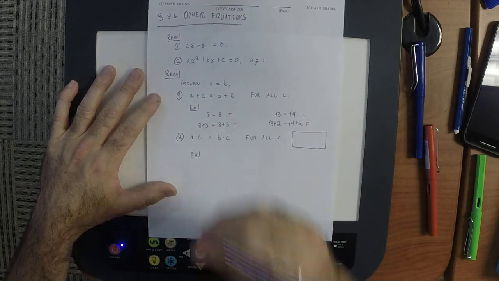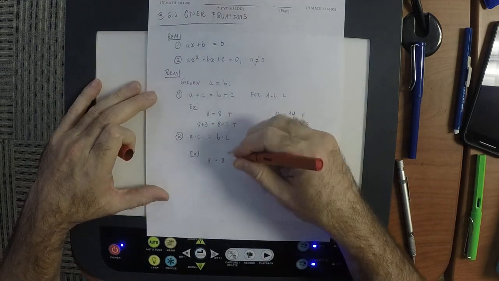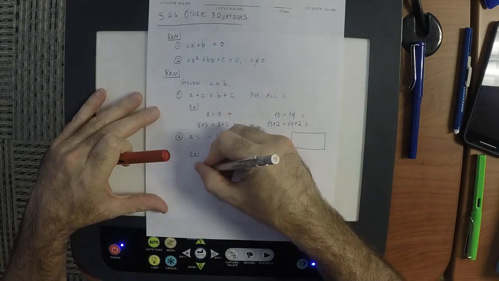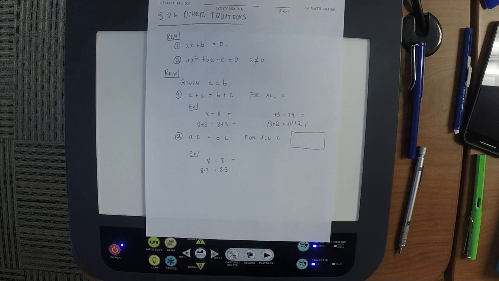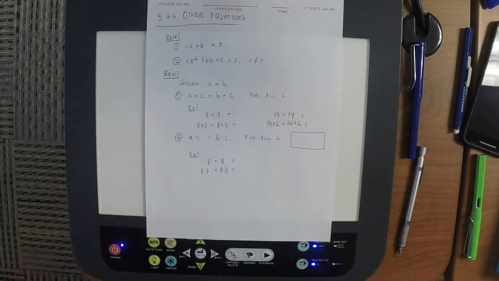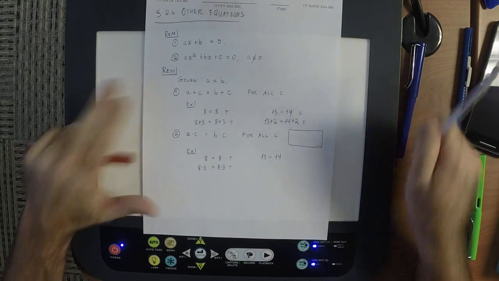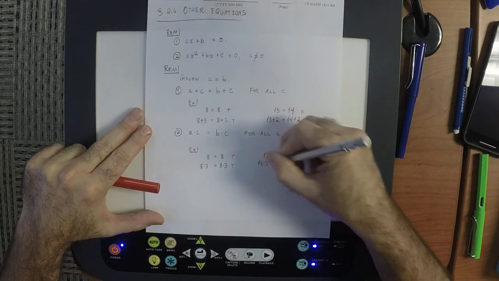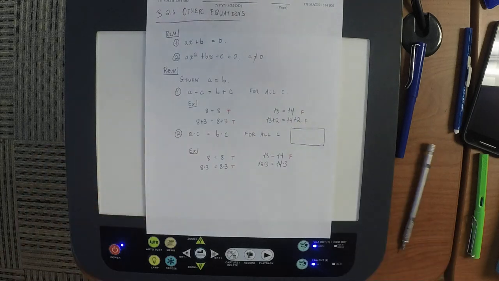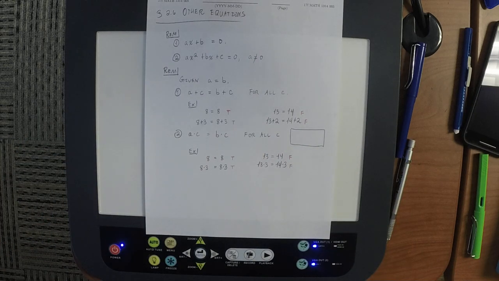So let's see. Suppose that we have 8 equal 8. Is it true? Yeah. It's true. Suppose we multiply both sides by 3. Is it true? It's true. Okay, so multiplication by 3 preserved the truth. How about 13 equal 14? This is false. What if we multiply both sides by 3? Still false. So that's good.